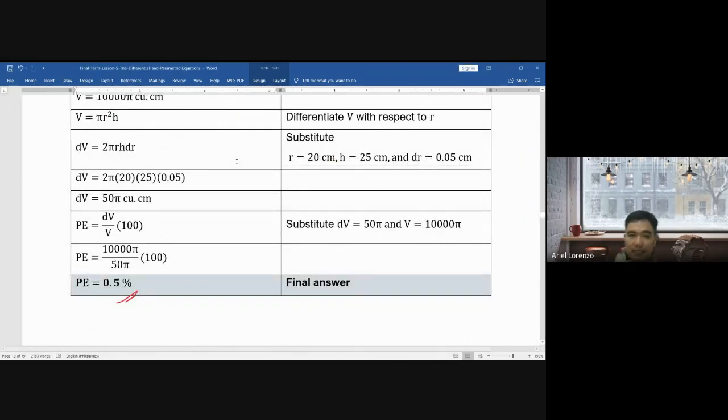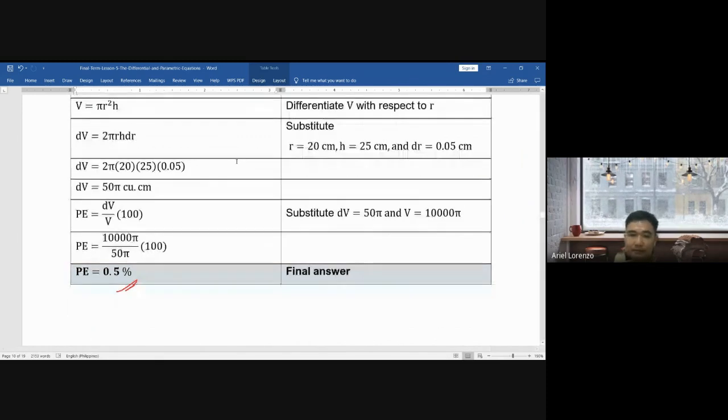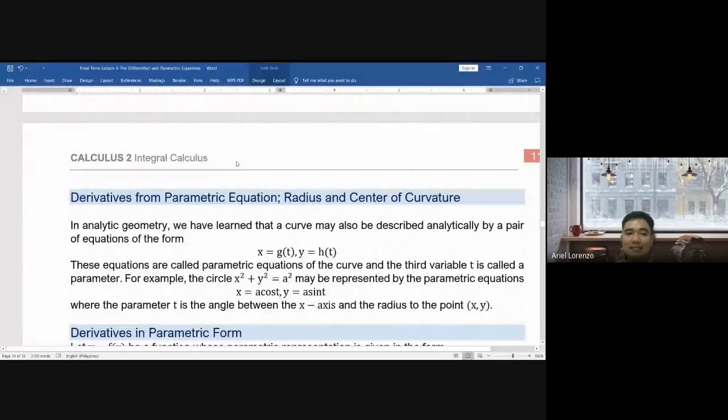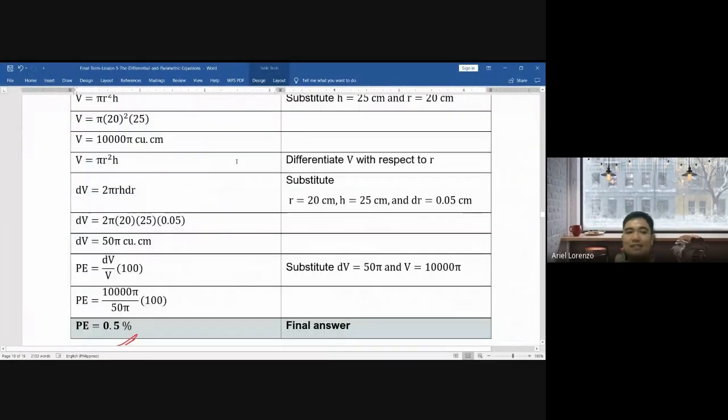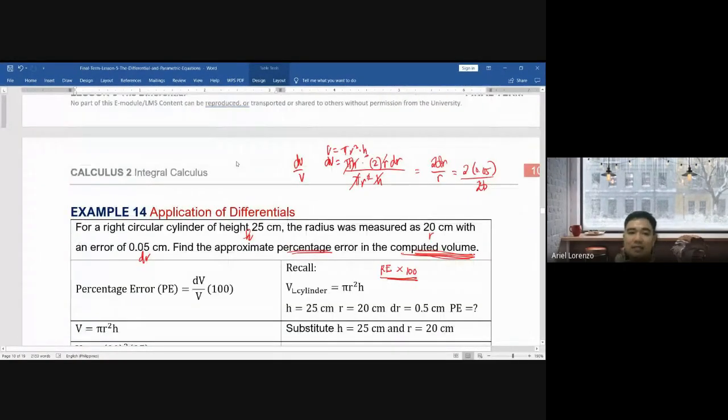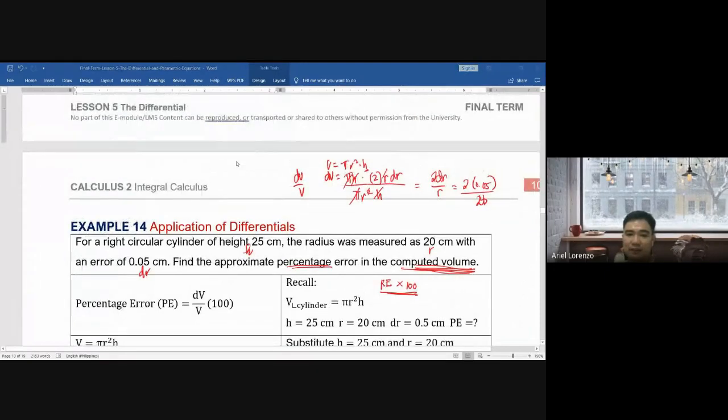Nakuha nyo guys? Yeah. Okay. Next class is that, by the way, yun lang sa percentage error sa differential. Do you have questions sa differential? Uploaded lahat to yung sa LMS natin.